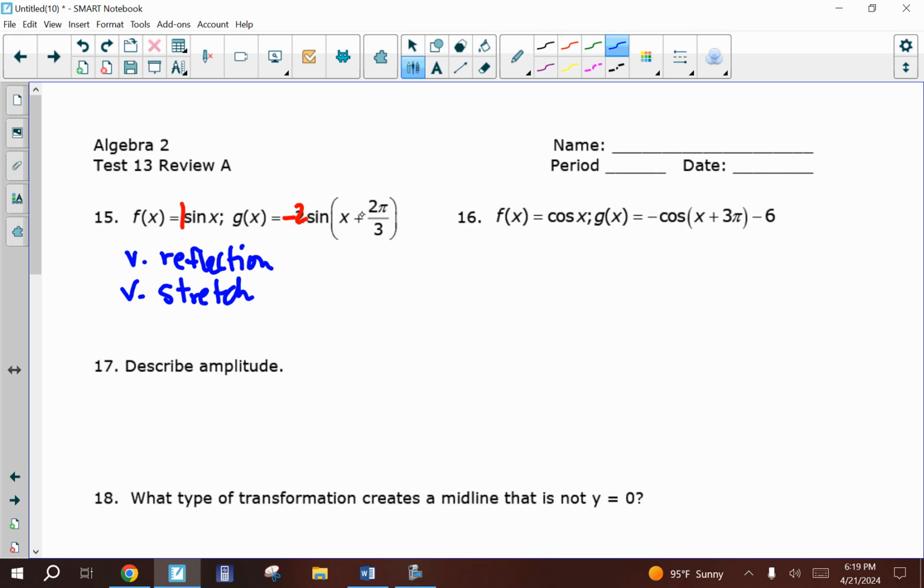And it also had the plus 2 pi thirds inside with x. This one is always opposite, so that's actually going to be left. It's going left because it's with the x in there. So it's left 2 pi thirds.